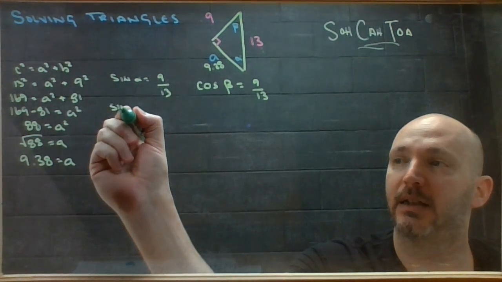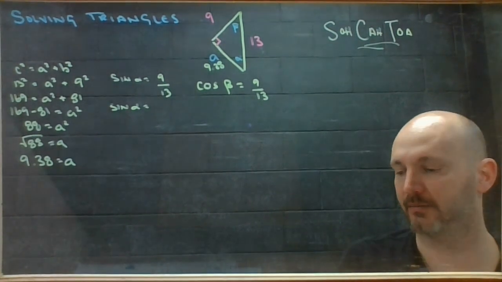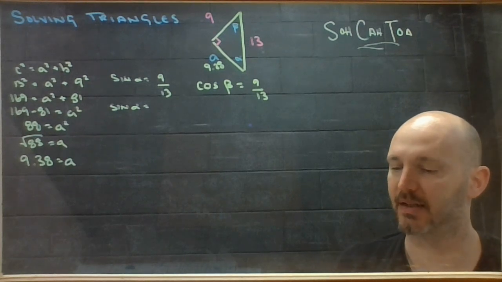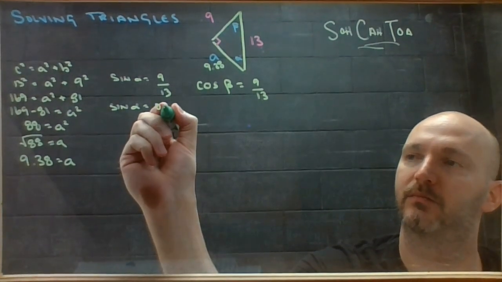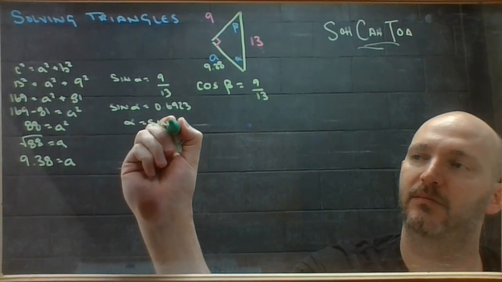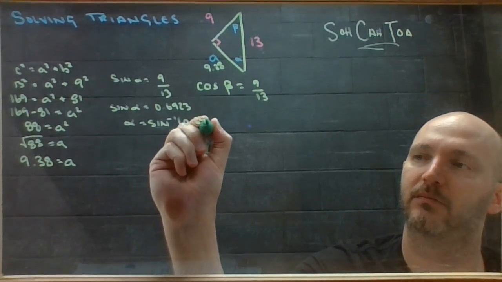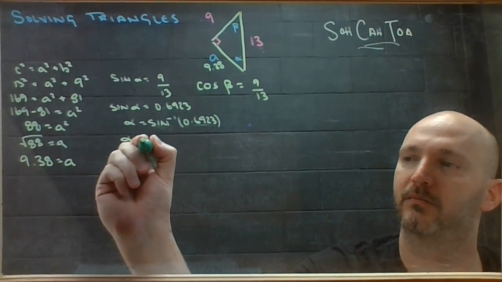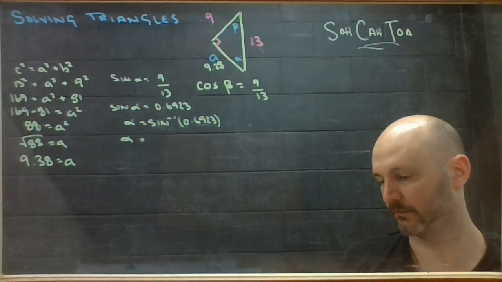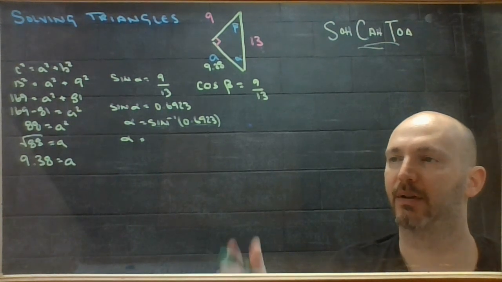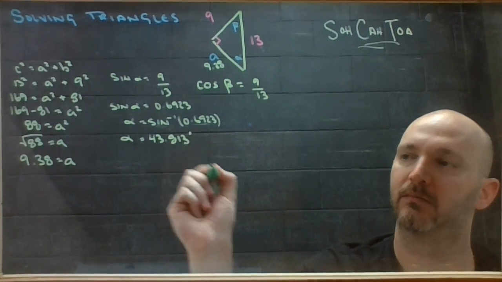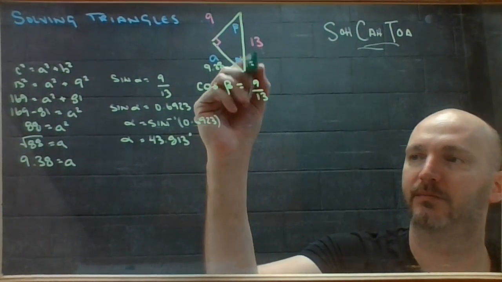Here, I need 9 divided by 13. This gives me 0.6923. Got arc sine the other side. We have 43.813 degrees. I've got an angle here.